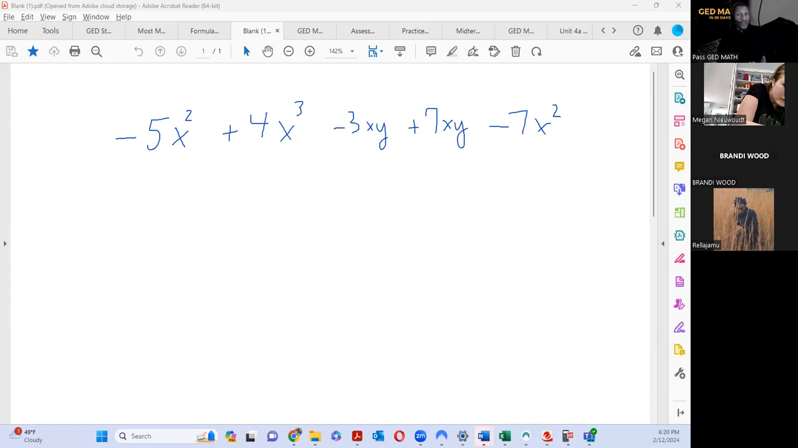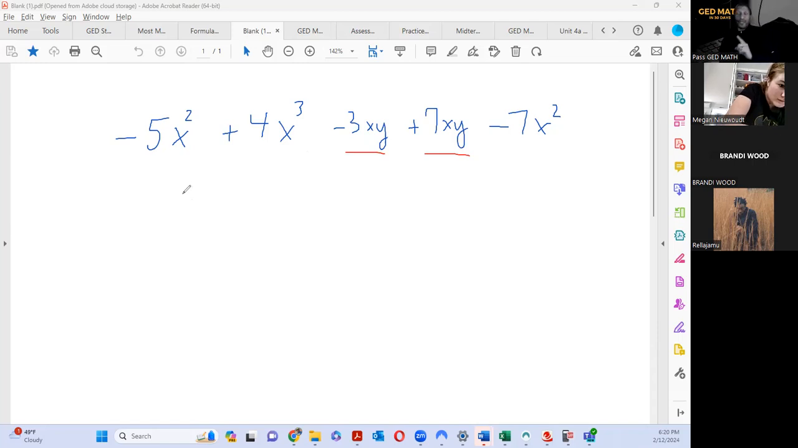My first question to you is, what are the like terms in this example? Negative 3xy plus 7xy. Perfect. What else? I'm guessing we're going to do plus 4x to the third power plus, or minus, 7x squared.